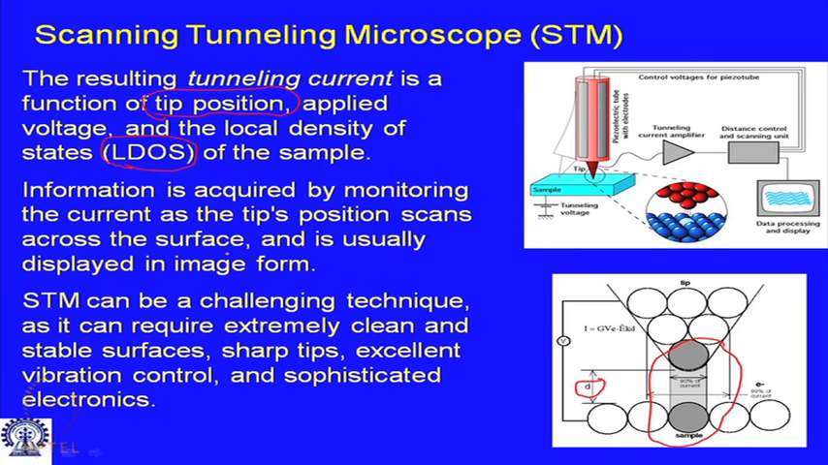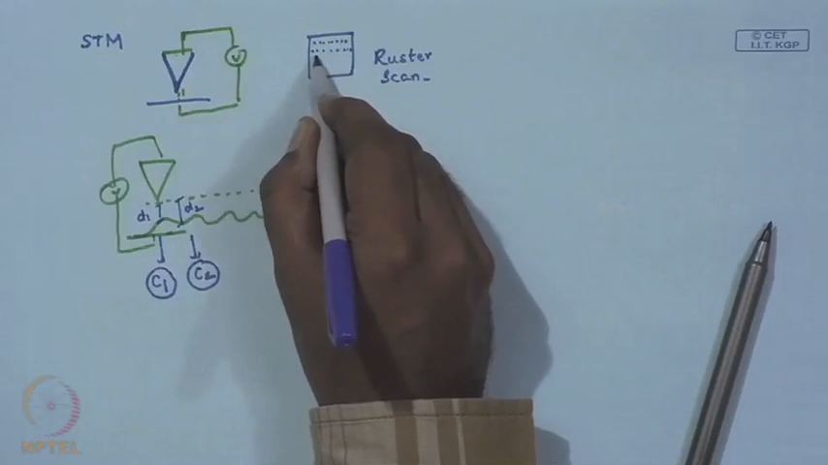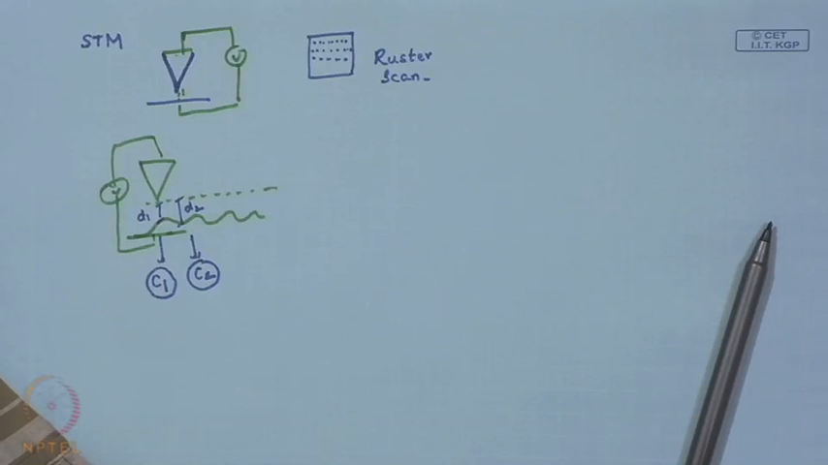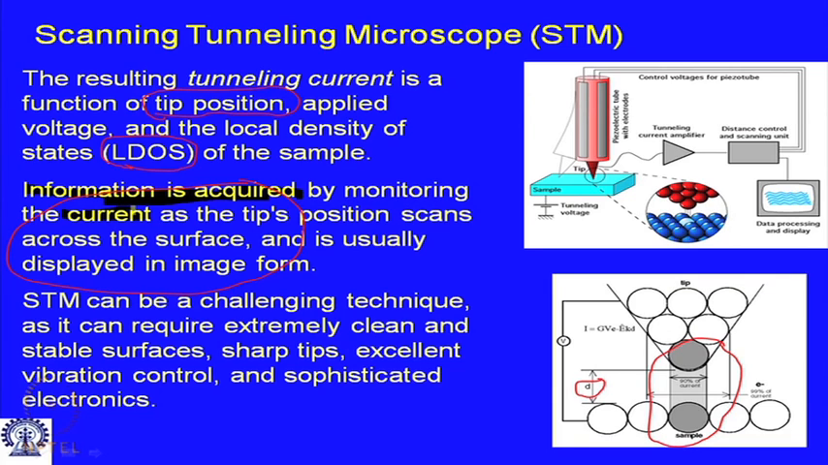So, this particular sentence: we have already talked that the tip undertakes a raster scan, and one can monitor the information, information is acquired by monitoring the current. How it is done we will see. Practically, STM can be a challenging technique as it requires extremely clean and stable surfaces, sharp tips, excellent vibration control and sophisticated electronics, but let us not talk about that.